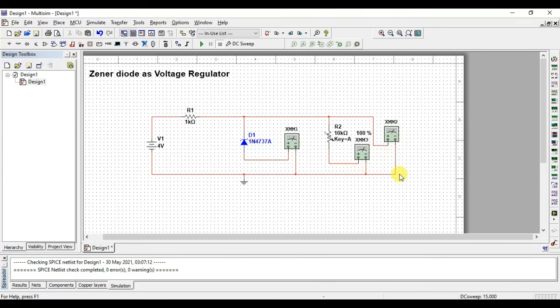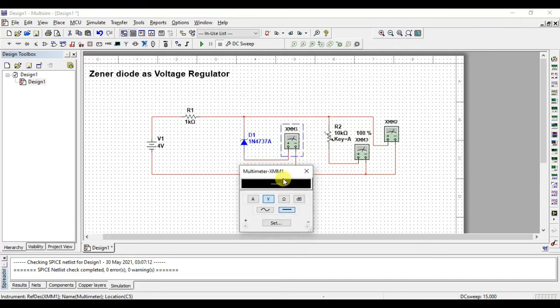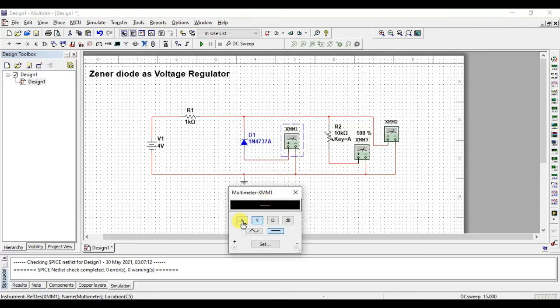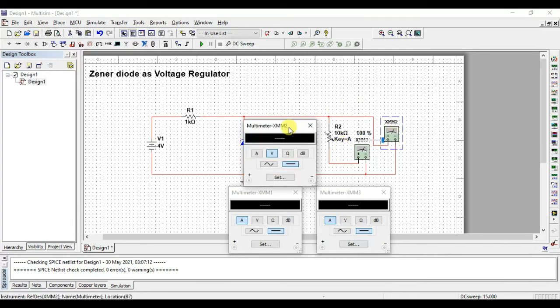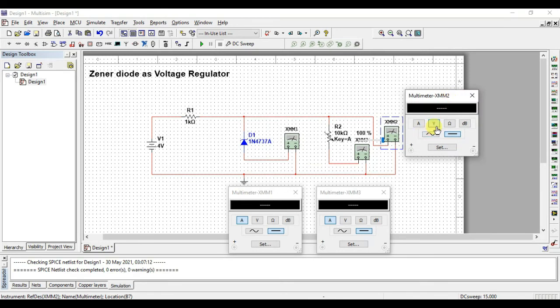Okay, so like this we have to connect the circuit. Now multimeter 1 shows you the current across the diode. Next, this is another ammeter which shows you the current at the load. And this is the voltmeter reading across the load.